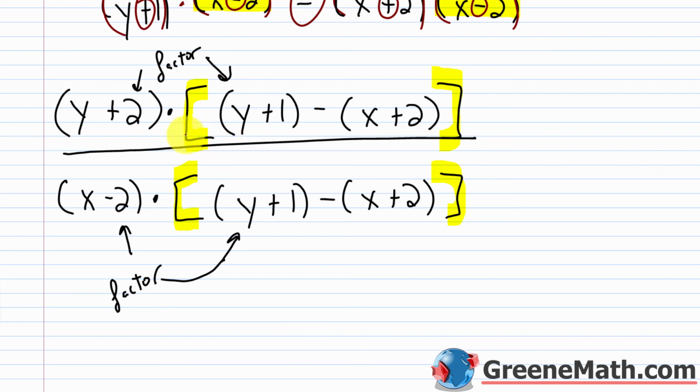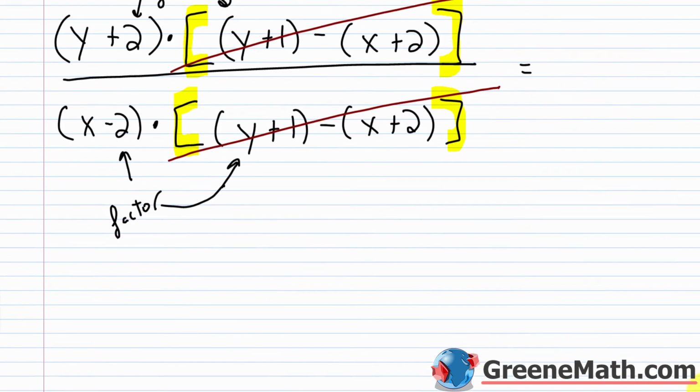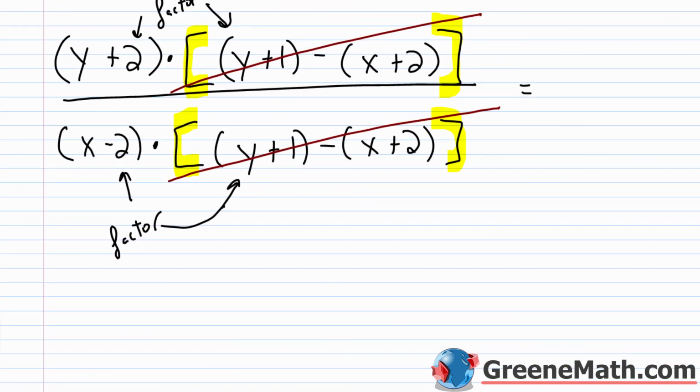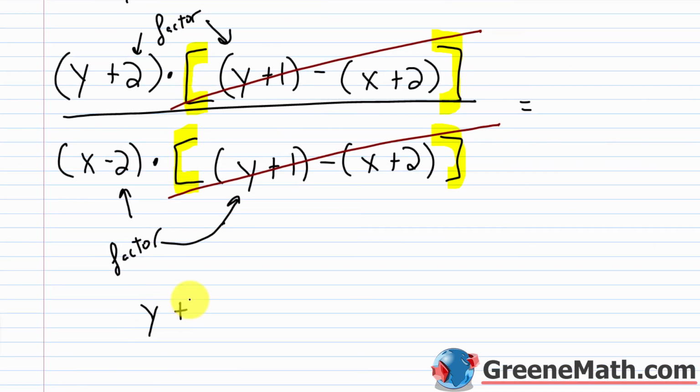So I'm going to cancel this entire factor that consists of the quantity y plus 1 minus the quantity x plus 2 with this factor, again, of the quantity y plus 1 minus the quantity x plus 2. This over this is equal to 1. They can be canceled. So what I'm going to be left with here, once I cancel that out, is just going to be a y plus 2 over an x minus 2.